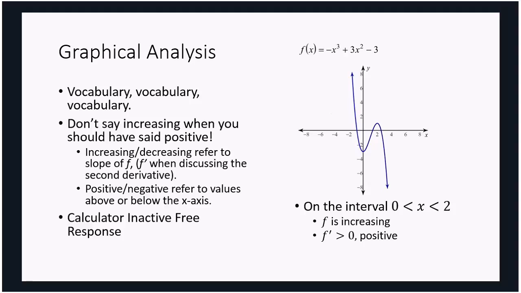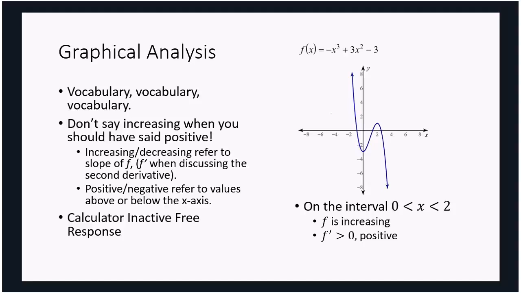Scholars sometimes don't understand what that difference is. It's very important that we teach that to them. So increasing and decreasing refer to the slope of f, and positive and negative refer to the values above or below the x-axis: function values, or if I'm talking about f prime, derivative values, positive and negative. This type of question will show up on a calculator inactive free response question. These questions will also show up in the multiple choice frequently.